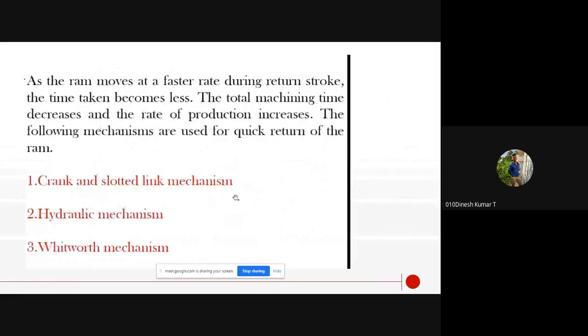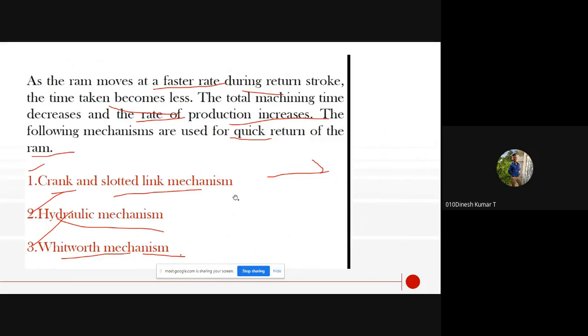As the ram moves at a faster rate during the return stroke, the time taken becomes less. The total timing decreases and the rate of production increases. During the return stroke it is quick, so that the production rate can be increased. The following mechanisms are used for quick return of the ram. There are basically three. One is the crank and slotted lever mechanism, and the second is the hydraulic mechanism, in which oil is used as the working substance. That is the third, the index mechanism. You can see that briefly.